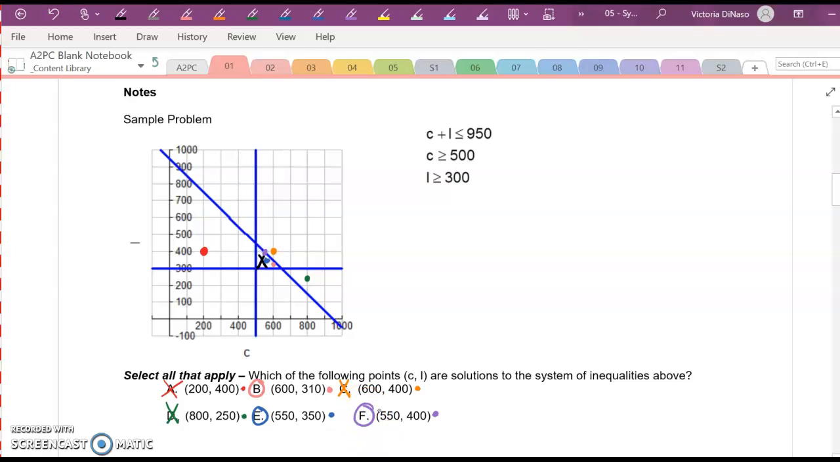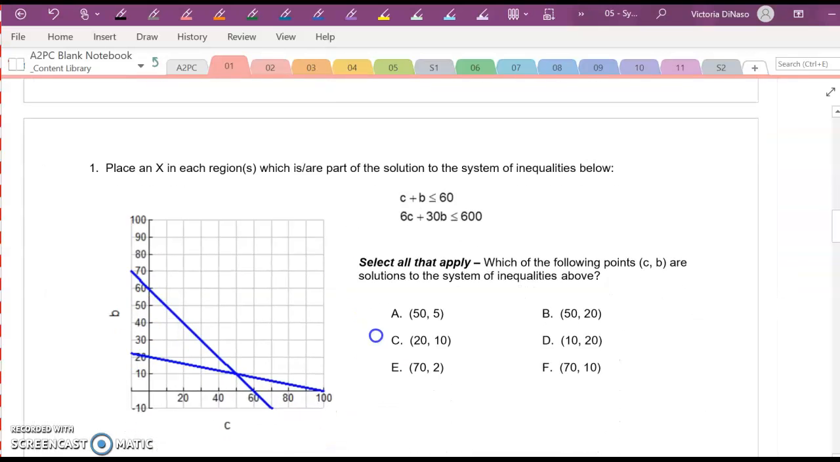Since it fell right on that line, notice that it's a solid line, which means equal to. So solid line means equal to. If it was a dotted line, it'd be not equal to, and we would not be able to circle letter F as a solution, because if it falls on the line, that means that it has to be less than or it has to be greater than, but not equal to. So this is what we're going to be doing. We found out that B, E, and F are the only solutions, and that's it.